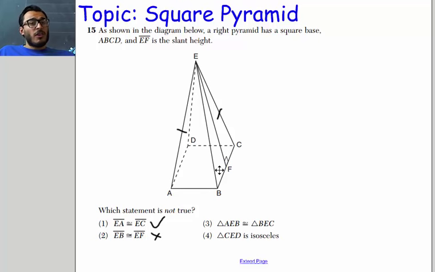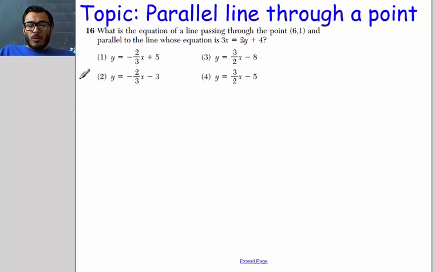So by definition, the hypotenuse is longer than any of the legs. So the answer is choice 2. Choice 2 is not true. Number 16 says, what is the equation of the line passing through the point (6,1) and parallel to the line whose equation is 3x equals 2y plus 4?